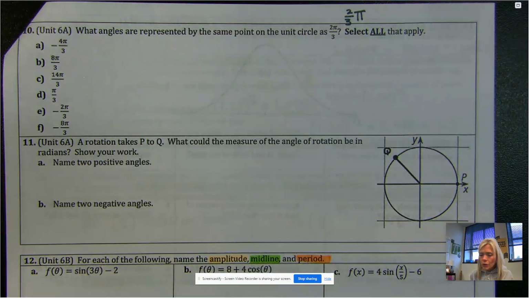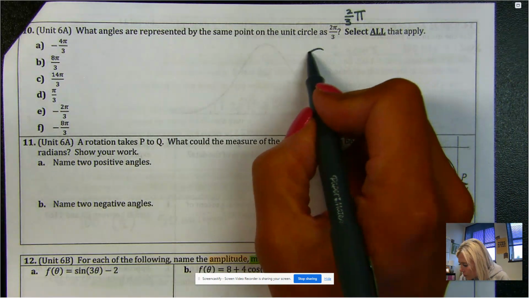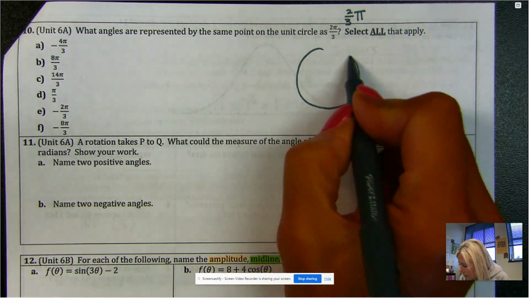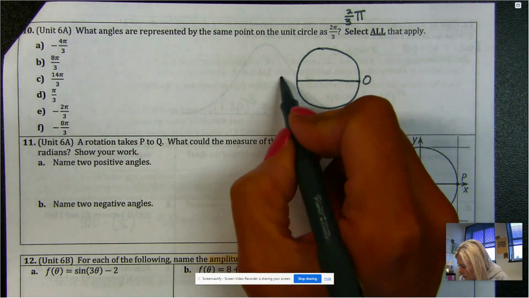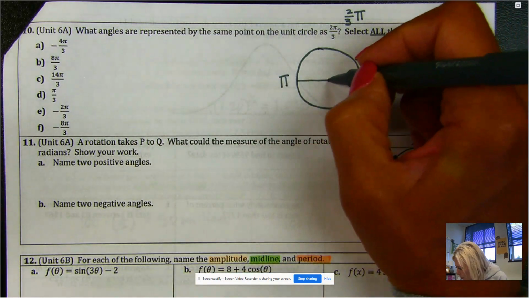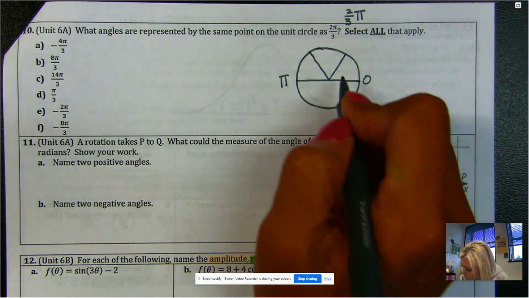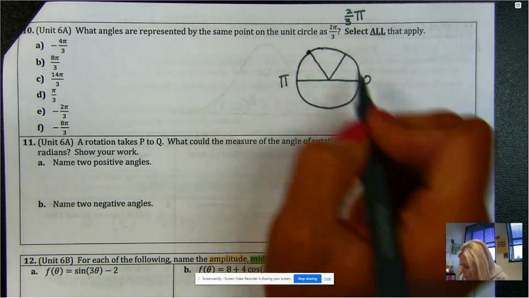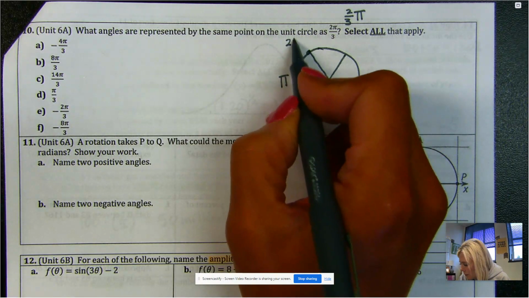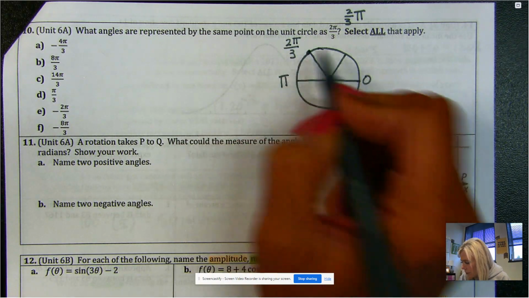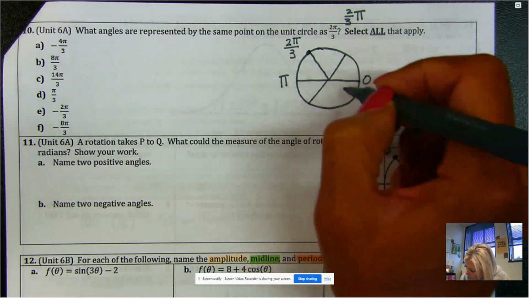So you could use your unit circle for this, but I'm actually just going to draw a circle and think of it, right? Here's 0, here's pi. If we split the top into 3, then right here is 2/3 of pi, or 2 pi over 3. So this is the intended angle to land at, right? And I'm going to go ahead and split the bottom also into thirds.